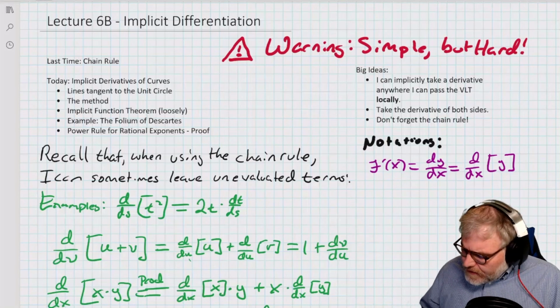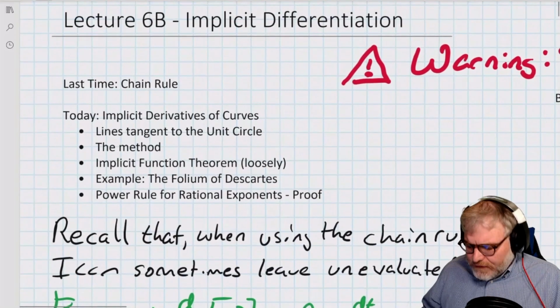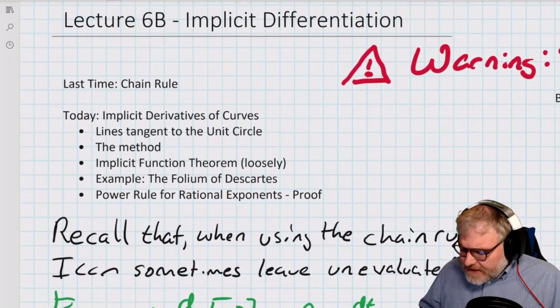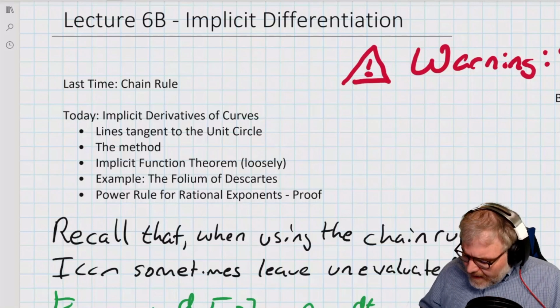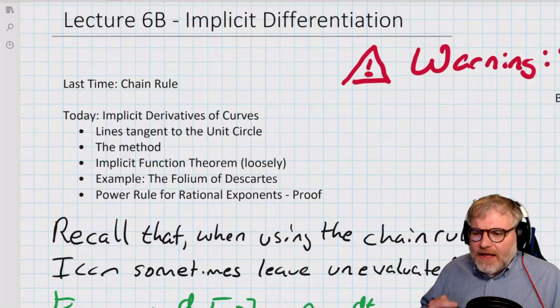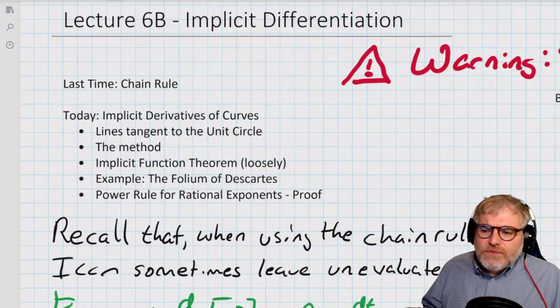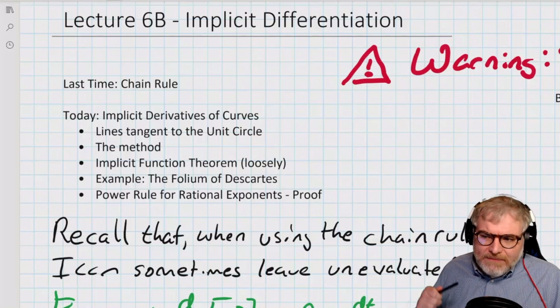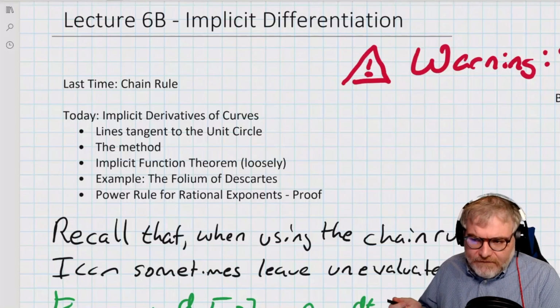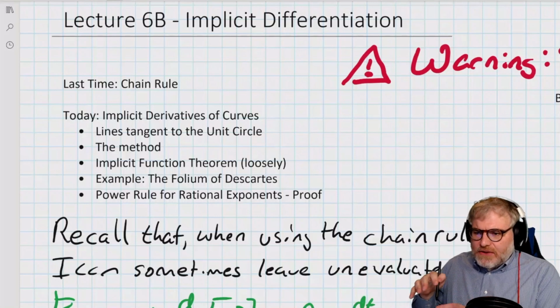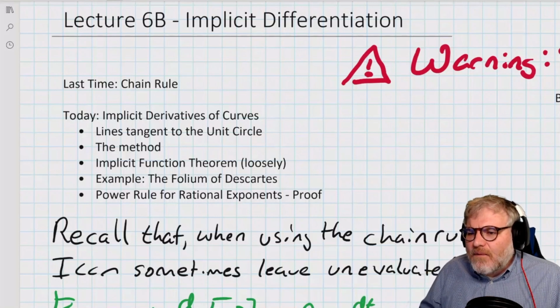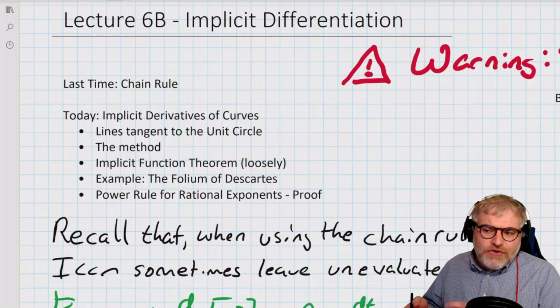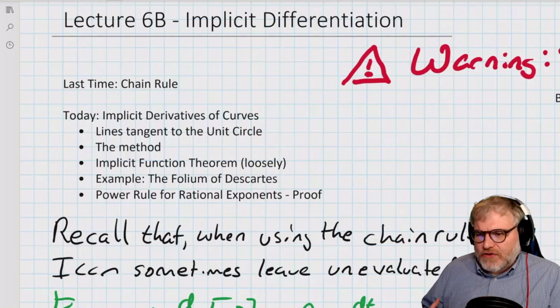Okay, so what we want to do today is talk about implicit differentiation of curves. And the example that everyone uses is lines tangent to the unit circle. We'll talk about the method of doing it. We'll do the unit circle example. First, we'll do it the explicit way, the way we've been doing it, where I actually solve for one of the functions, right? Because I can break the unit circle into two functions, and we'll see that. And then I want to talk about how you do it implicitly, so what the method is for doing it.